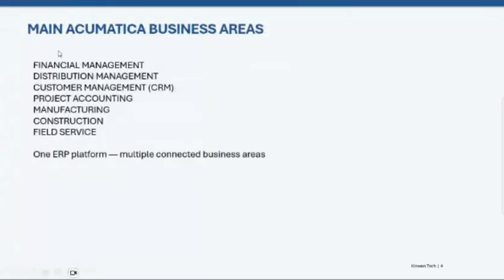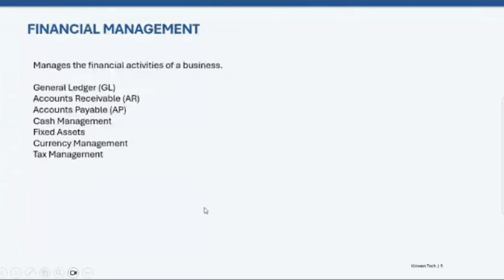So the main Acumatica business areas are the financial management module, the distribution management module, the CRM or customer management module, the project accounting module, manufacturing module, construction module, and field service module. So one ERP platform can interconnect all these business processes, which are integrated as modules.